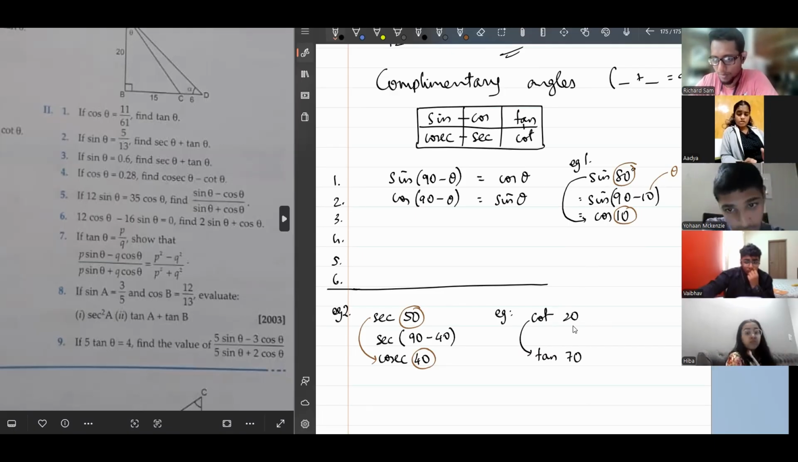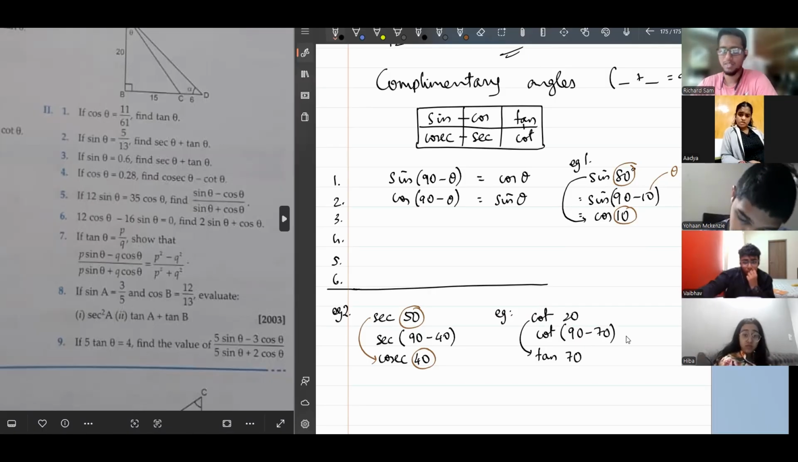Okay. Now, what's the step in between? The step in between is where you leave cot as it is. Okay. And just change the 20 into what? 90 minus 70. That's the step in between. Is that clear? Okay. Write down these two examples.